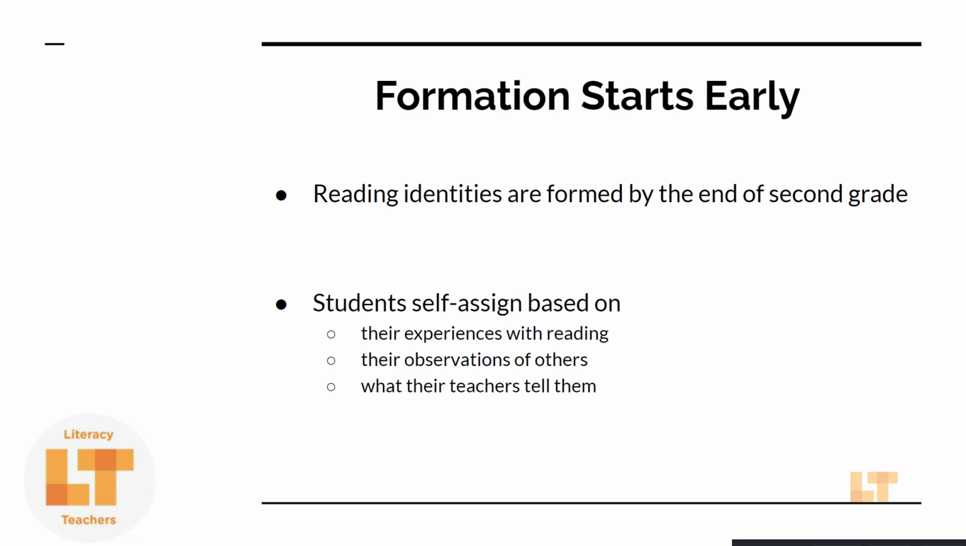They also self-assign these identities based on their observations of others. So they are comparing themselves, right? And those comparisons are not necessarily accurate. That's important to know. I'm not saying that they are, but it's their interpretation. So they're going to make comparisons to other students and see where they fall. Are they just as good as everybody else? Do they seem like they're better? Do they seem like they have greater struggles? And again, that may not be accurate, but that's how students are interpreting things and making some of these decisions about who they are as readers.